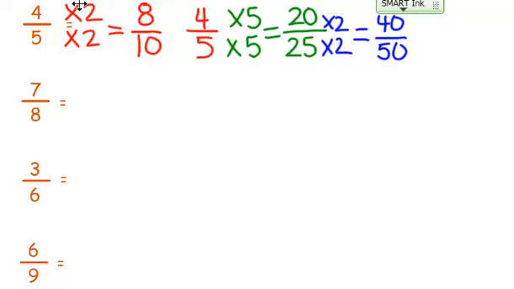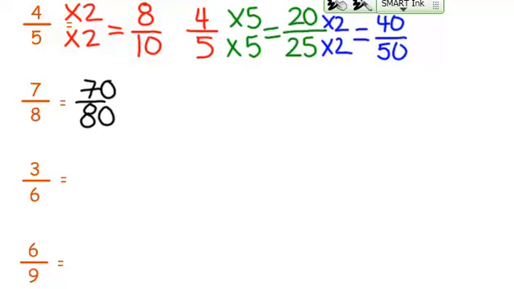Moving on, I can take a look at this next one, the 7/8. I want to change my 7/8 into an equivalent fraction. I'm going to do my tricky little lazy way where I just add a 0 onto each of those numbers, equaling 70/80, which is an equivalent fraction to the original 7/8.